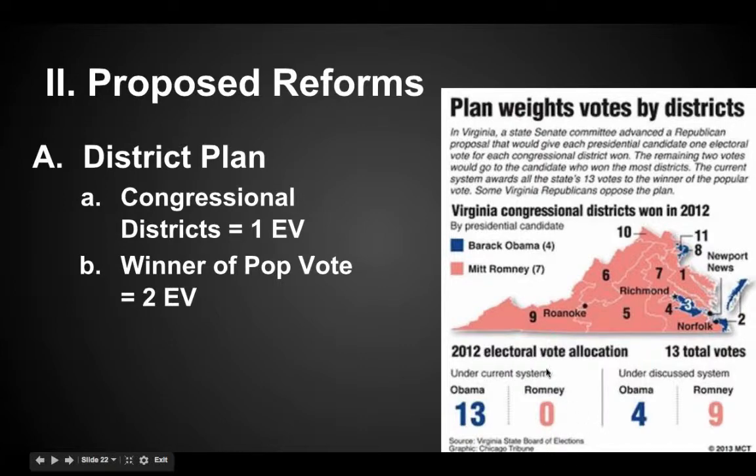So if you look at the 2012 election, in the state of Virginia, Obama won the state with 13 electoral votes. Romney did not win any. But if Virginia went to this proposed district plan, Obama would have only won 4 electoral votes, where Romney would have won 9.